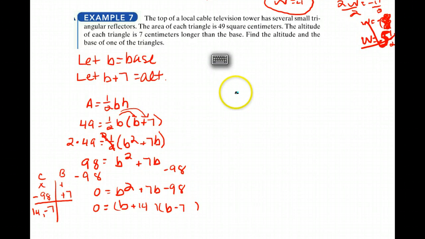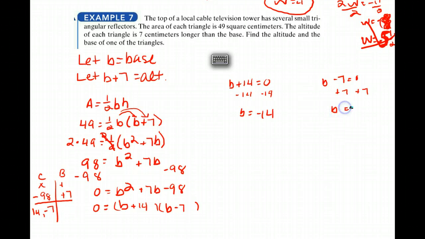At this point, we can use the zero product property to separate out our results. So we'll have b plus 14 equals 0 and b minus 7 equals 0. We're going to subtract 14 from both sides and find that b equals negative 14. Add 7 to both sides and b equals 7.